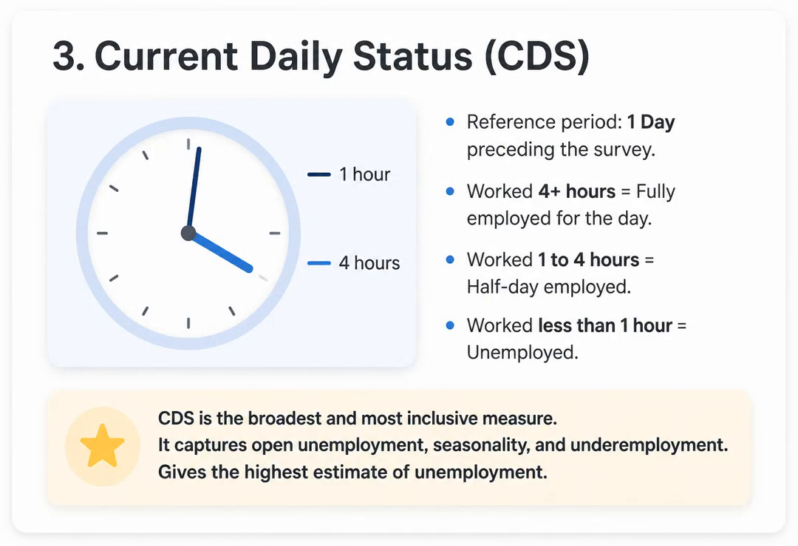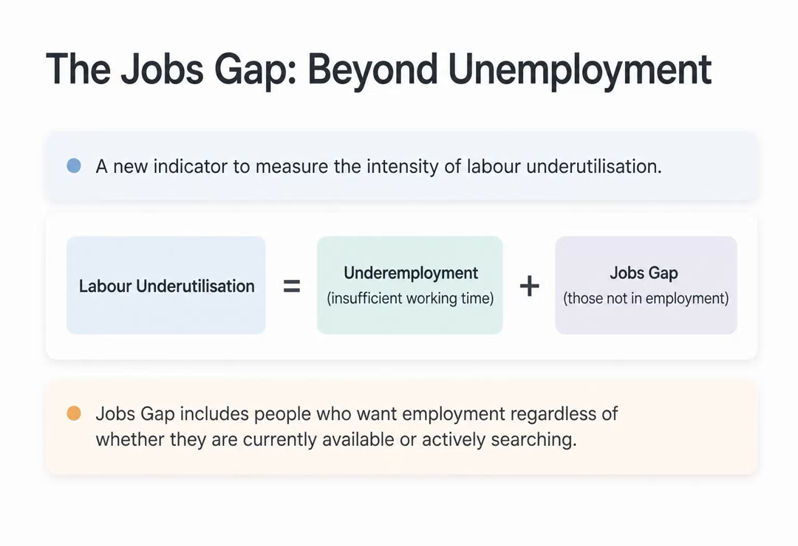The most granular method is the current daily status, where the reference period is just a single day. If you work 4 hours or more, you are fully employed for the day. Between 1 and 4 hours counts as a half day, and less than an hour means you are unemployed. CDS is the most inclusive measure. It captures seasonal fluctuations and underemployment perfectly, which is why it always yields the highest estimate of unemployment among the three methods.